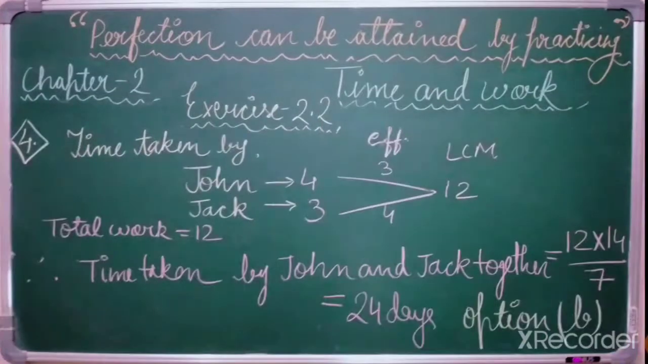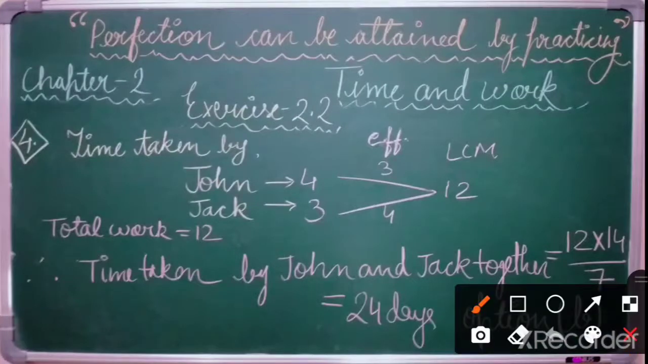Moving to question number 5, that is, John stitches a trouser in 4 hours while Jack needs 3 hours for the same job. If they both have to stitch 14 trousers, then calculate the time taken by them. Firstly, we will find the efficiency of them doing work together. John is taking 4 hours and Jack is taking 3 hours. When we take the LCM, the total work is 12. So the efficiency of John is 3, since 4 3s are 12, and the efficiency of Jack is 4, since 3 4s are 12.